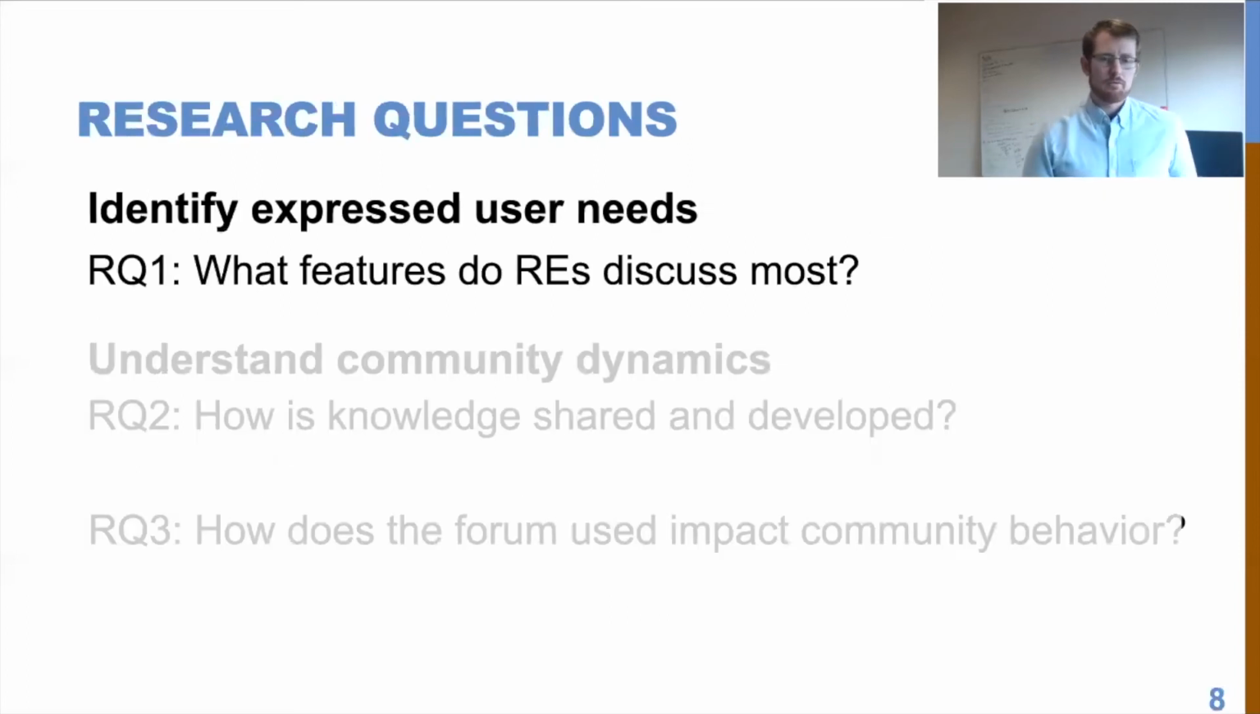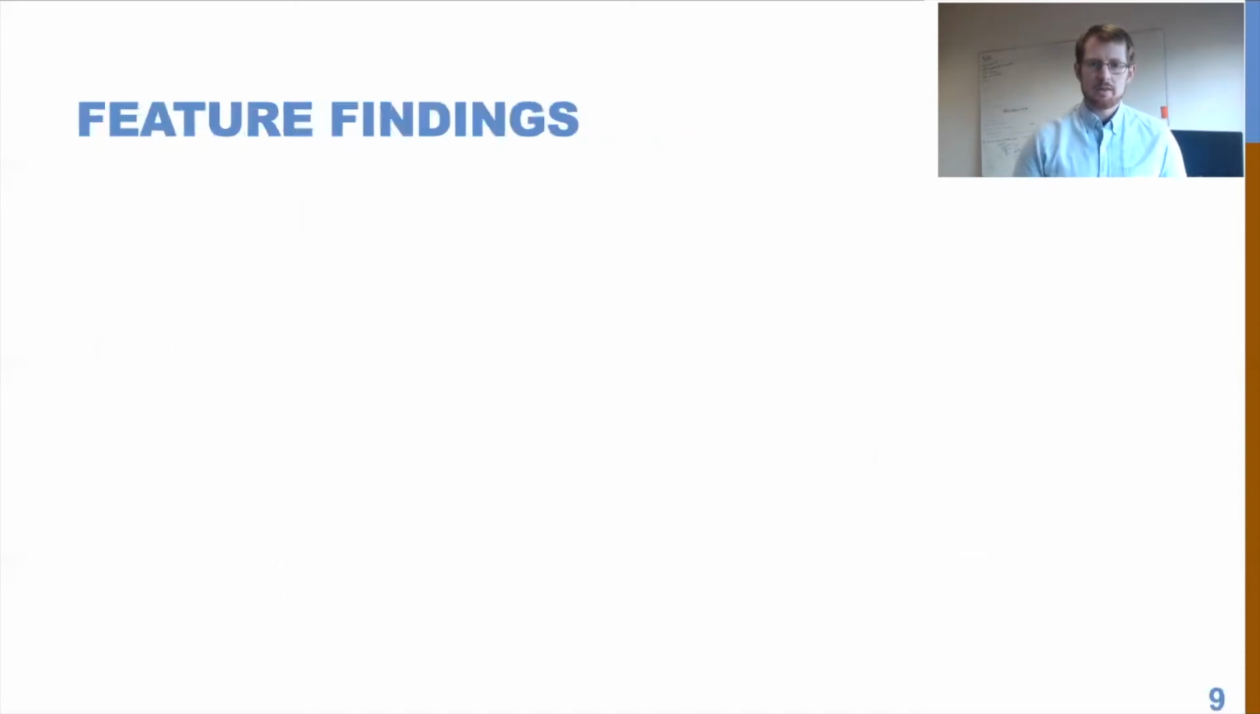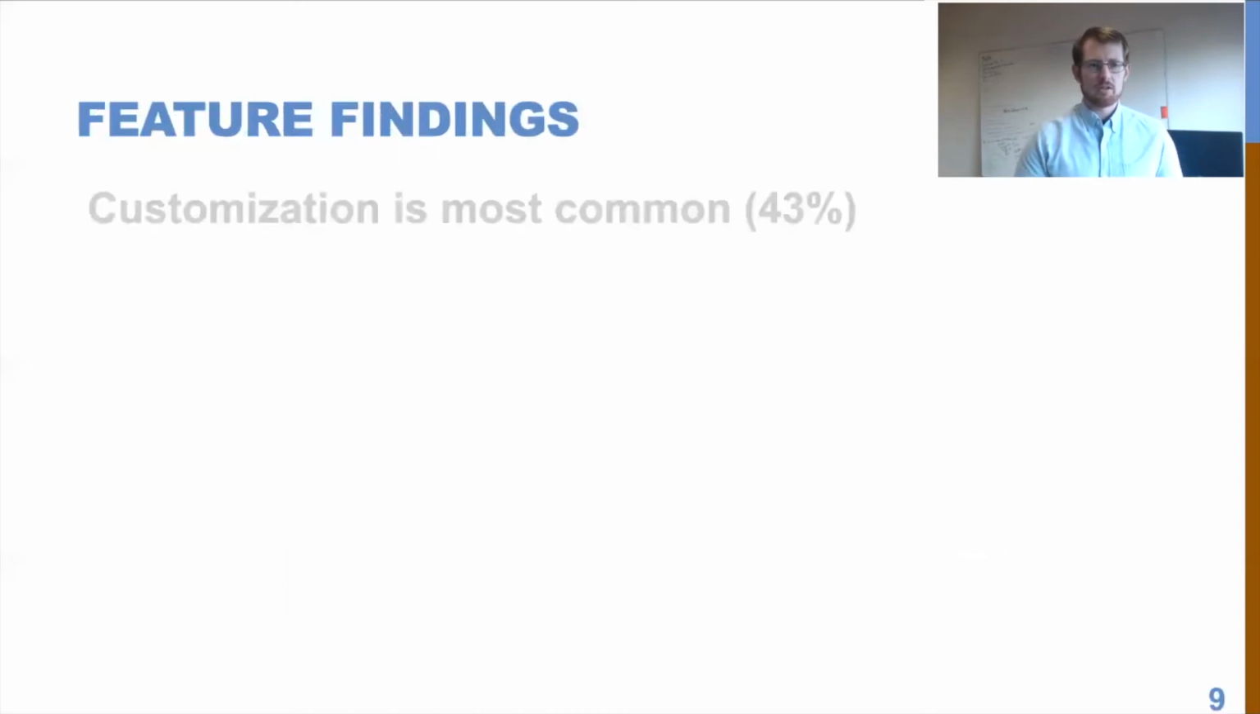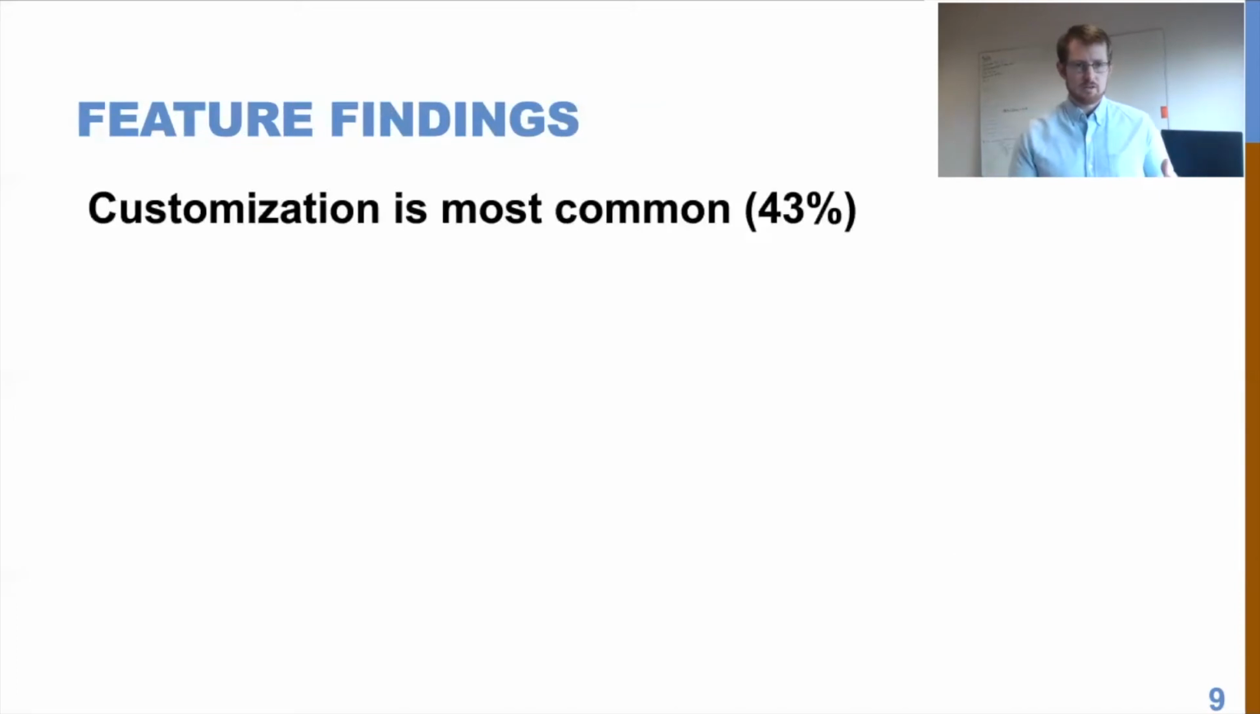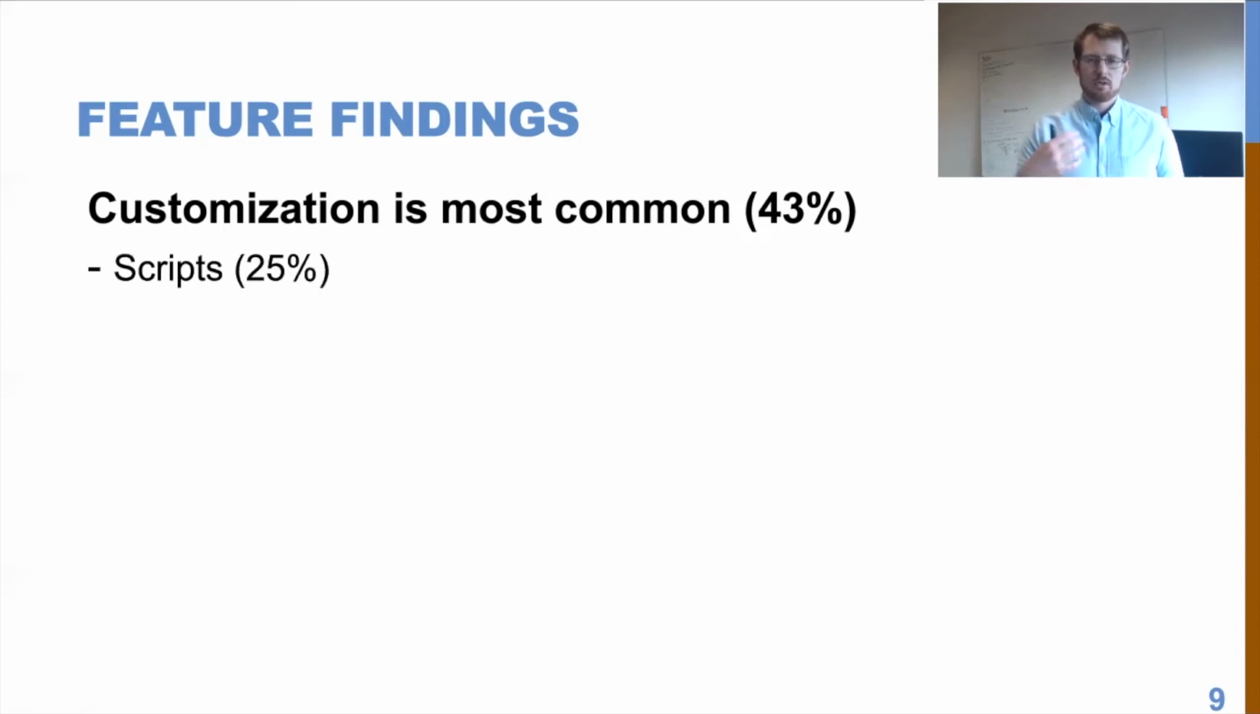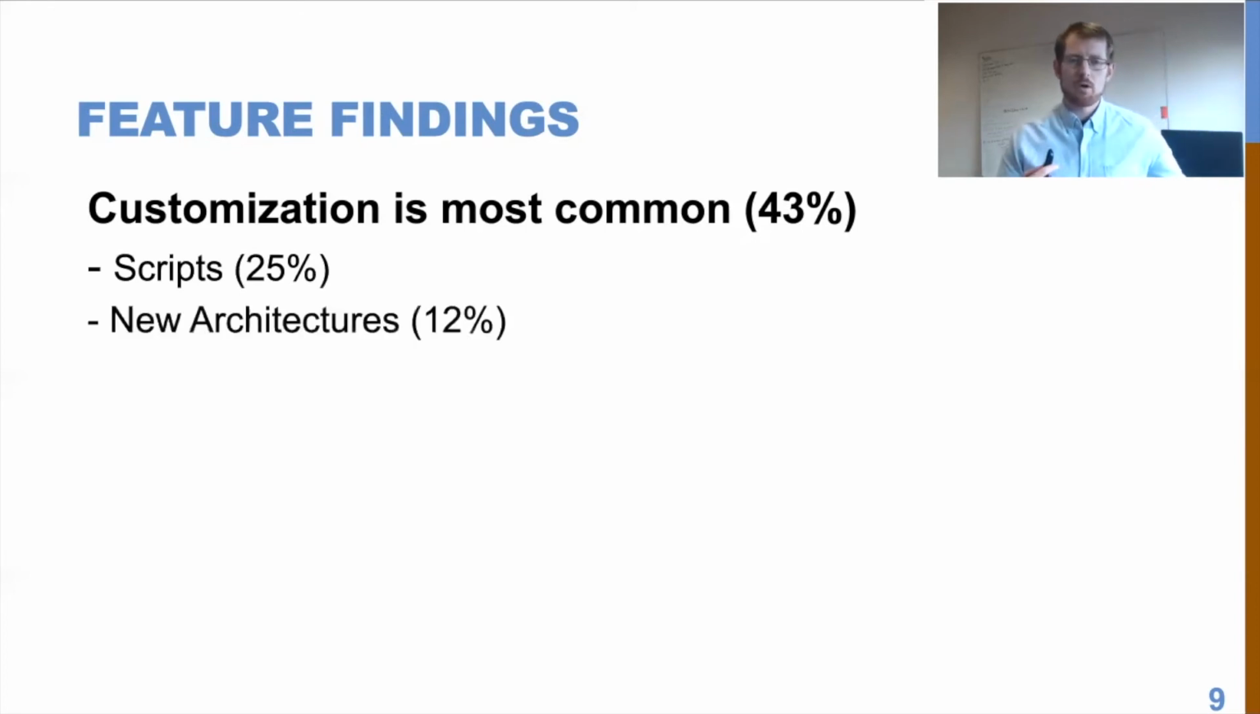So what do we find? Well, first let's focus on the question of what are the things that reverse engineers are discussing the most. So on that side, we actually saw that the most commonly discussed topic was actually not the tools themselves that Ghidra provided as a baseline, but the ability for reverse engineers to customize the features. This included things like writing scripts to extend the code analysis to add custom program analysis, as well as providing for new architectures beyond x86 or ARM.